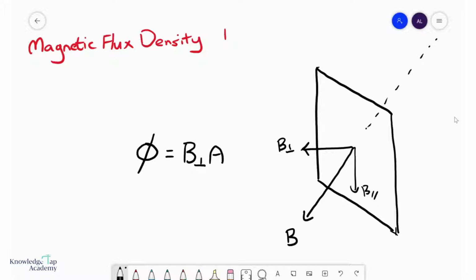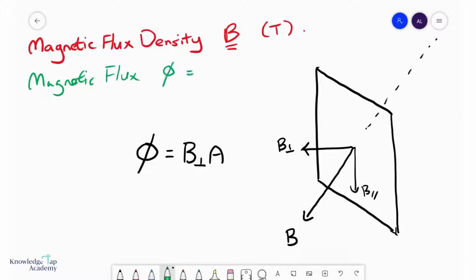So what we're going to do, we're going to talk about something called magnetic flux and magnetic flux linkage. Now, first of all, recall that magnetic flux density is denoted by the letter B, measured, of course, in Teslas. And if we want to now do something called magnetic flux, magnetic flux denoted by the small letter phi, is B perpendicular times A. Well, I've already written it here. So what exactly is this?